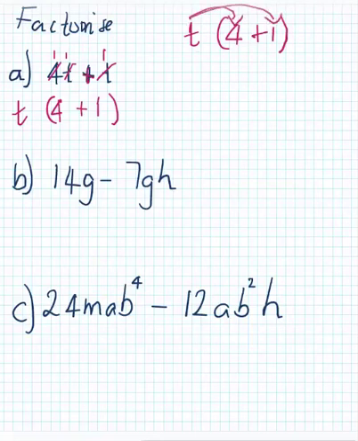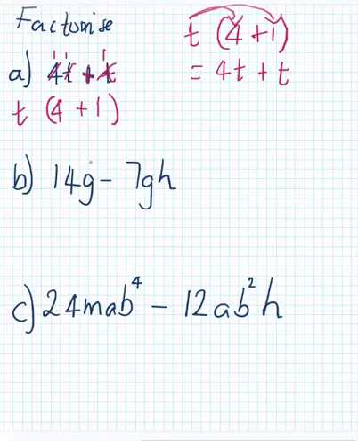I will have T times 4, which is 4T. I've got a plus there. And T times a 1 is just T. That's why that 1 is so important, because if I didn't have anything there, it'll really be 0, and that's wrong. And I've checked that 4T plus T, that's what I started off with, 4T plus T. That was my first question, and I have done it correctly. So I have factorized this expression here.